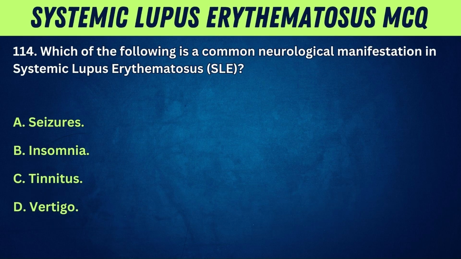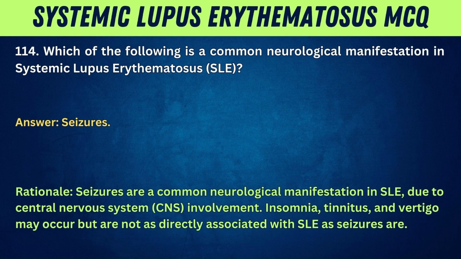114. Which of the following is a common neurological manifestation in systemic lupus erythematosus, SLE? A. Seizures. B. Insomnia. C. Tinnitus. D. Vertigo. Answer: seizures. Rationale: seizures are a common neurological manifestation in SLE due to central nervous system (CNS) involvement. Insomnia, tinnitus, and vertigo may occur but are not as directly associated with SLE as seizures are.